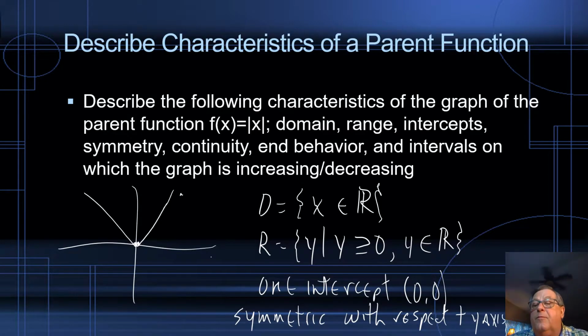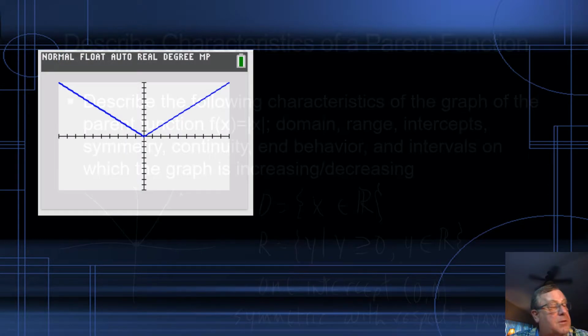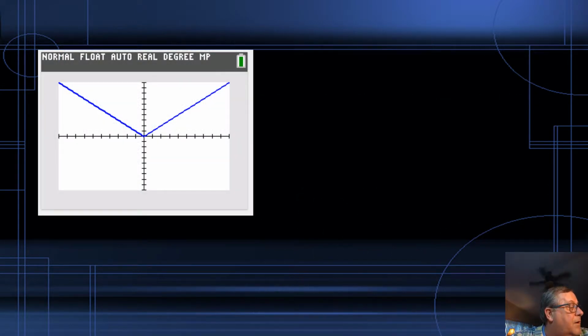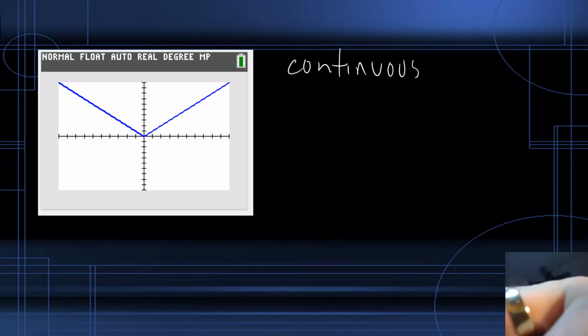And let's see, continuity. Let's go over and look at the graph since I about filled up that slide. A graph of our absolute value function. Well, we're continuous. I can graph that function without lifting my pencil. So we're continuous with respect to all values in the domain.